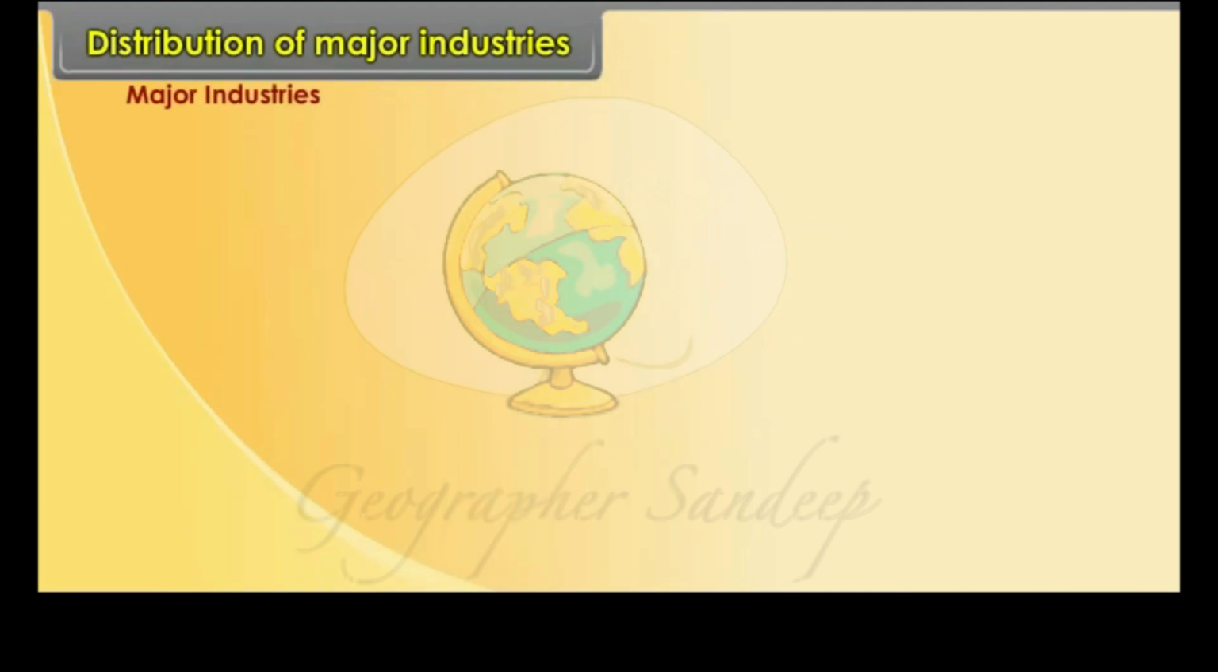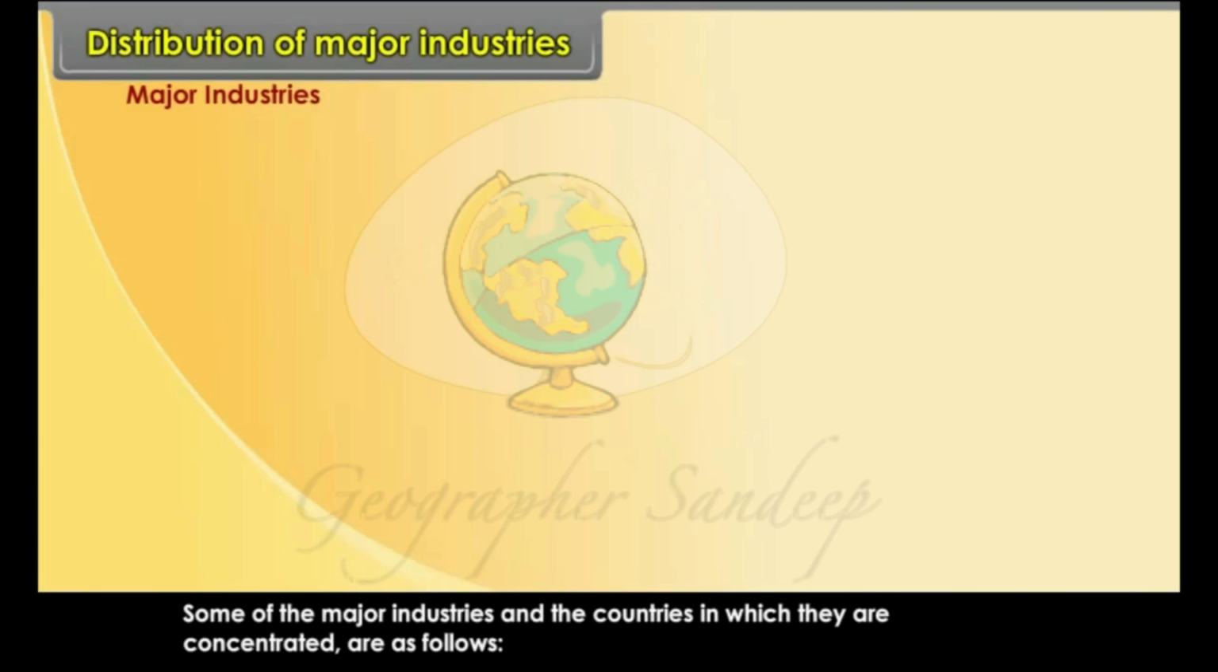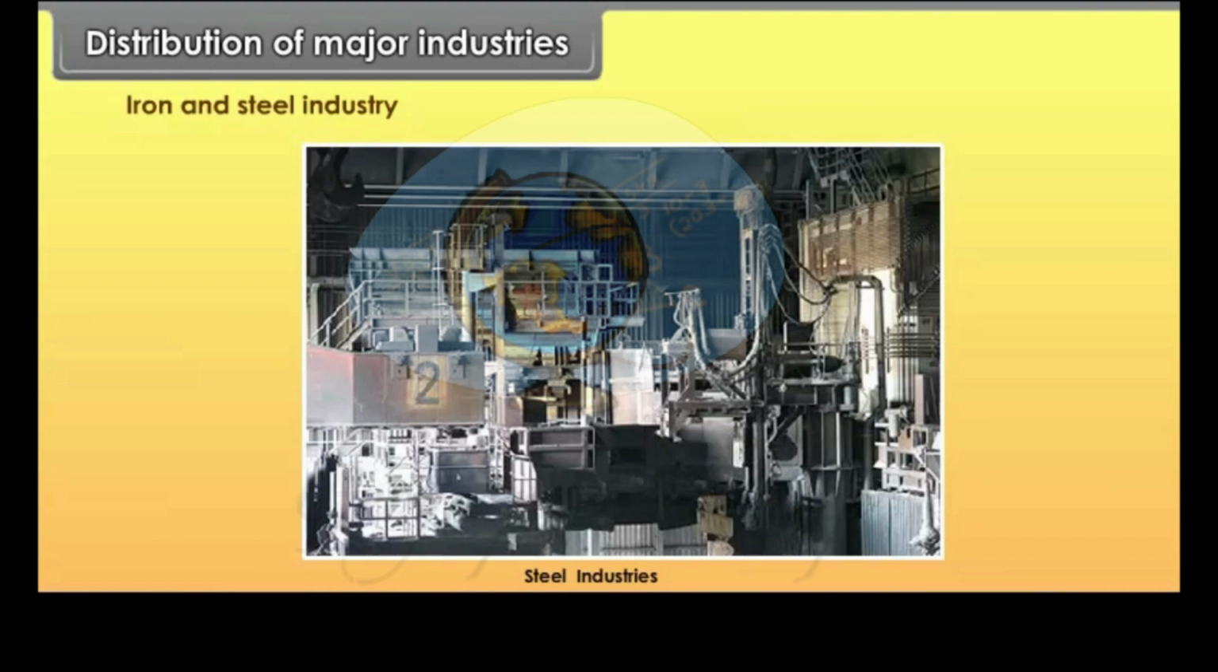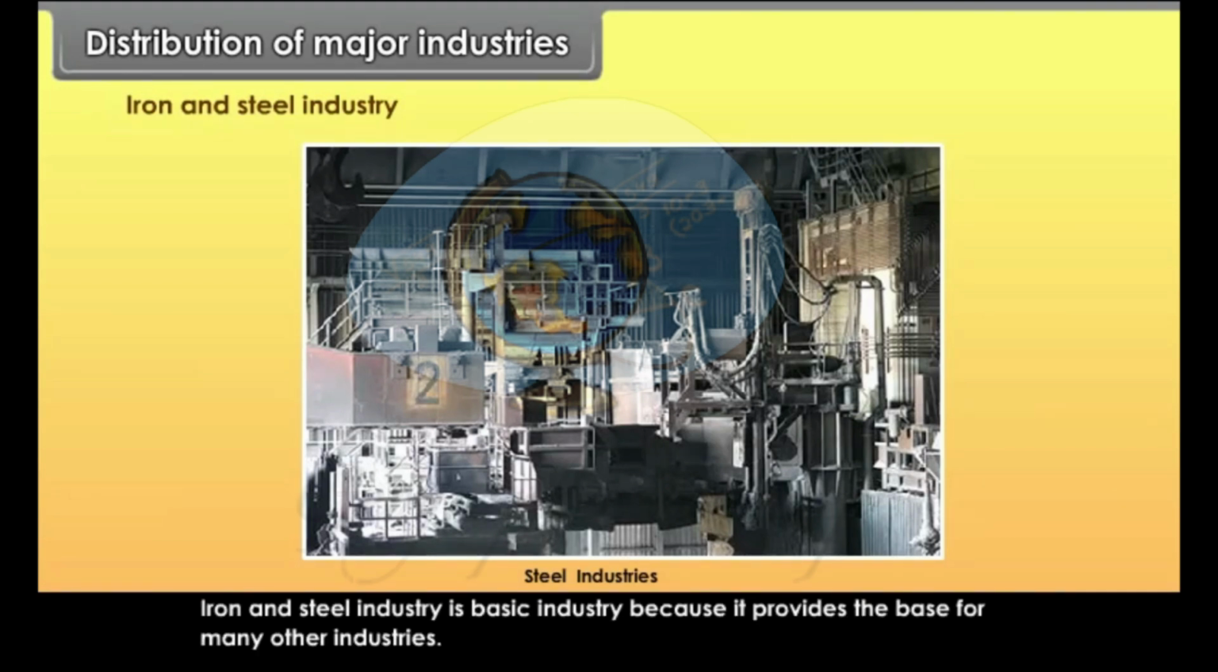Major industries. Some of the major industries and the countries in which they are concentrated are as follows: iron and steel industry, textile industry, information technology, shipbuilding industry, automobile industry, aircraft industry, railway equipment industry. Iron and steel industry is a basic industry because it provides the base for many other industries. The machines which are necessary for other industries are made out of iron and steel.